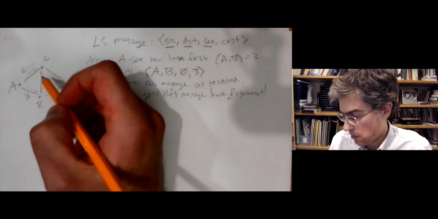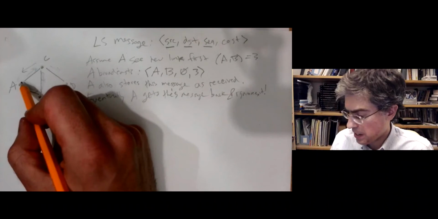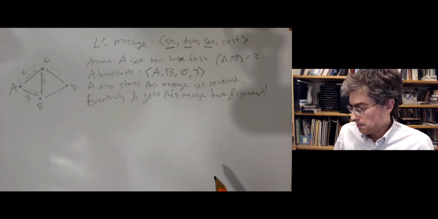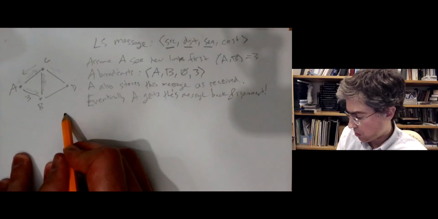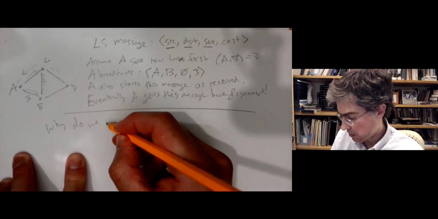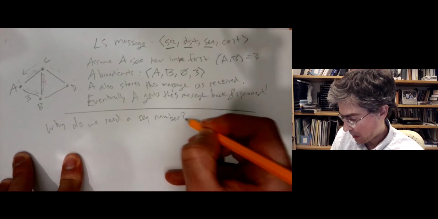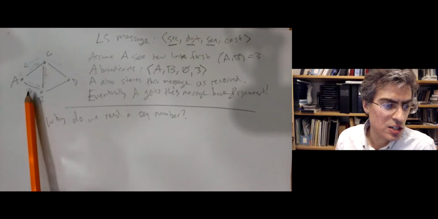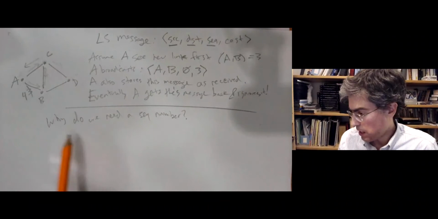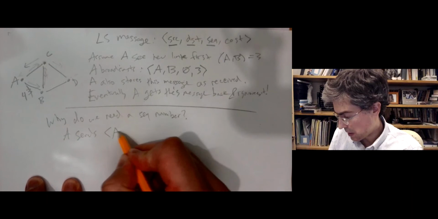So C gets the message, sends it back. A will get that, and it will see that it already has a record, so it'll ignore it. The same reasoning applies to updates. So you might ask, why do we need a sequence number? In other words, why do we bother to have a version number? If this link changes from 3 to 4, A will send an update, right? I'm going to put a sequence number with a new number.